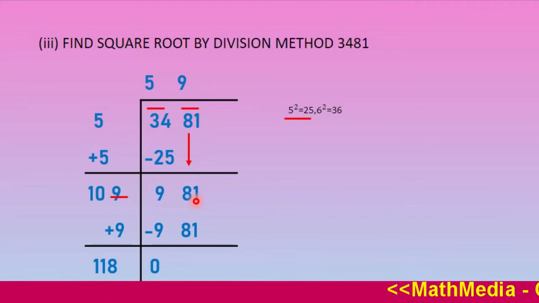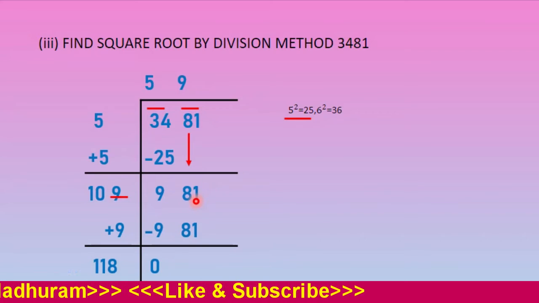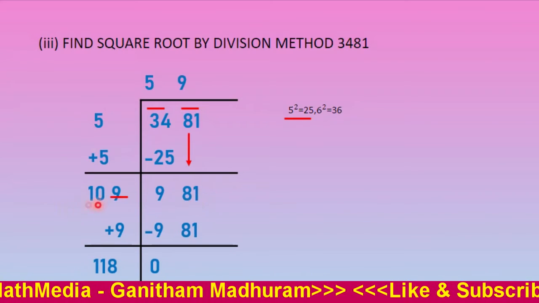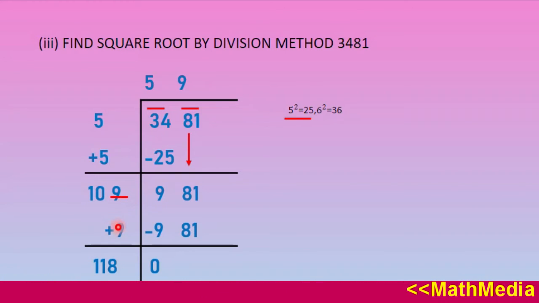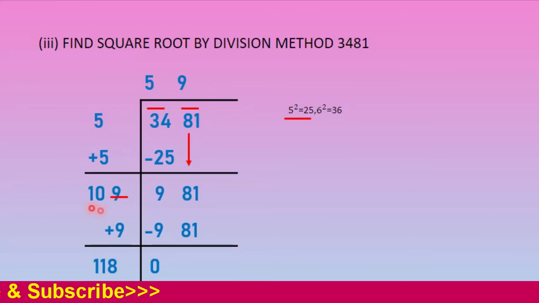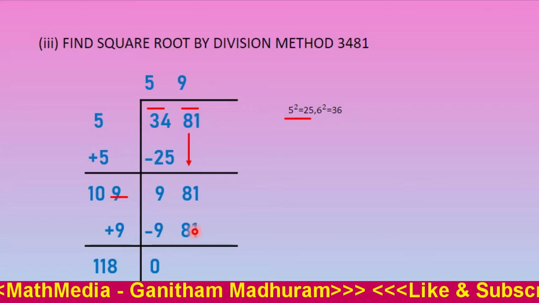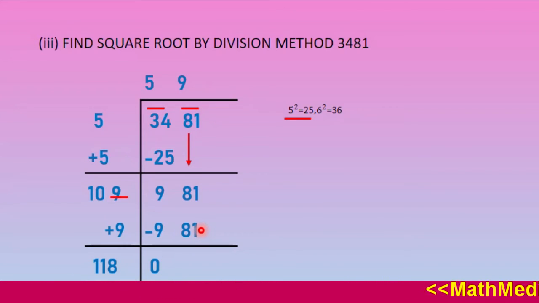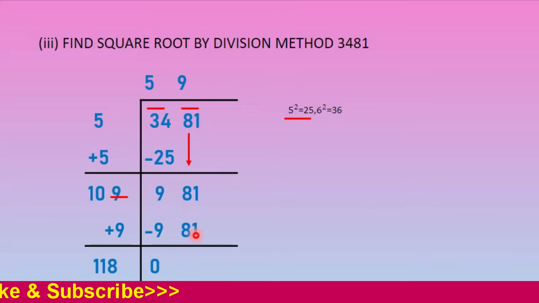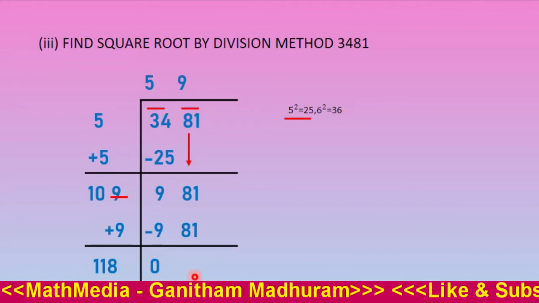So we can go with another option, that is 9 nines are 81. So in the blank space you have to write 9. With the same number 9 you have to multiply. So 109 multiplied by 9 we will get 981. That is the required number. So write it in the dividend and subtract it, you will get a remainder of 0.